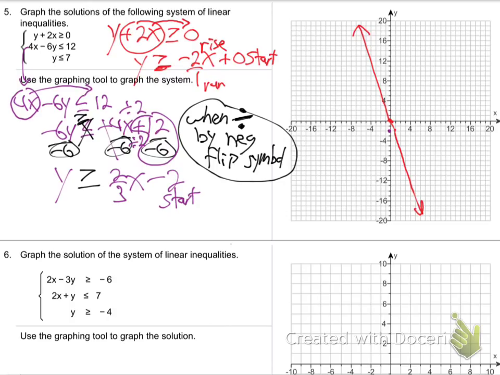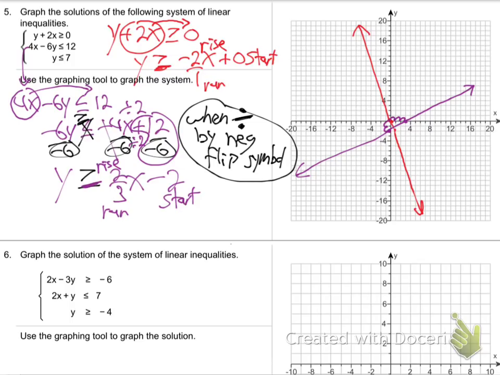And then this is rise over run. Go up 2, 1, 2, over 3, 1, 2, 3. There's the second line, kind of like that. That's a solid line, because it's got to be a solid bar.